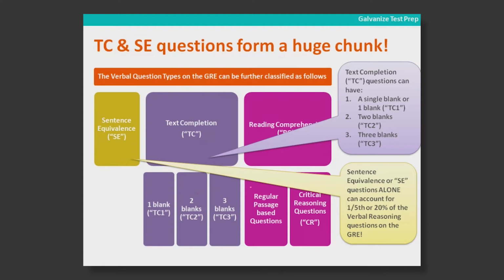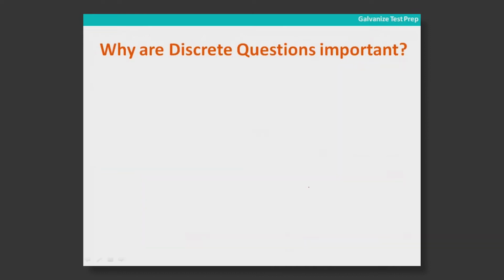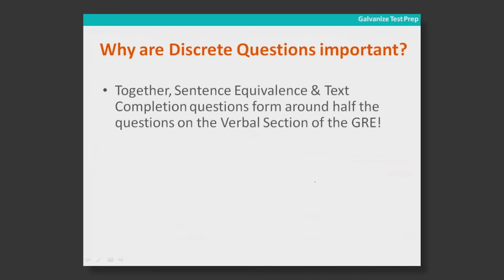Now, sentence equivalence, this is a type that you really have to pay attention to, that you need to take very seriously, because just this one question type can account for 20% of your verbal reasoning questions on the GRE. So it is a pretty heavy portion that you're looking at right now, nearly half the verbal section of your GRE. So keeping that in mind, let's take a look at why discrete questions are important and what it is that you need to focus on to do well on these types.